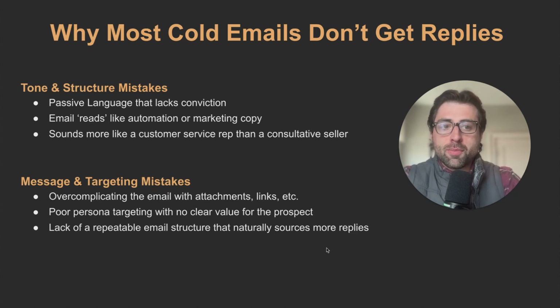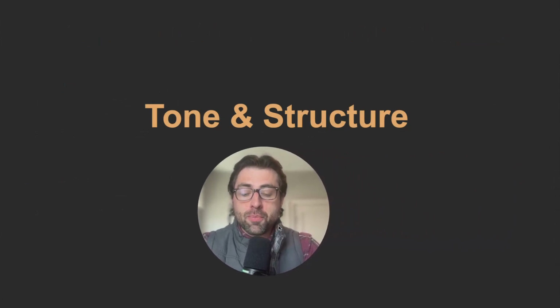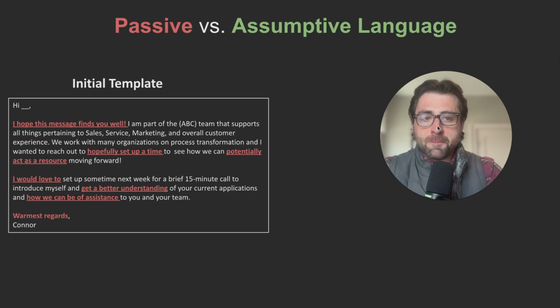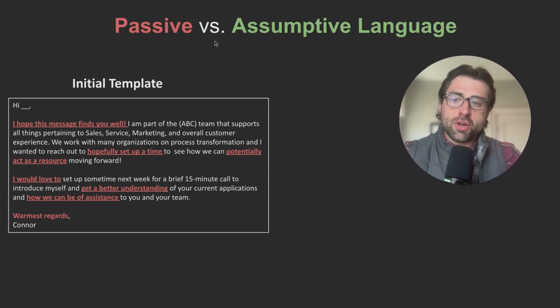The more volume you're able to do at a high quality, the more replies you will get. Don't let anyone else tell you that volume isn't important when it comes to email. It is. You just need to have a repeatable structure that allows you to be high quality. So we're going to start with tone and structure because these are some of the quickest fixes in my opinion. And I want to show you what I was talking about when it comes to passive language versus assumptive language.